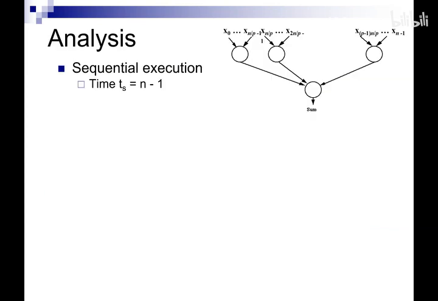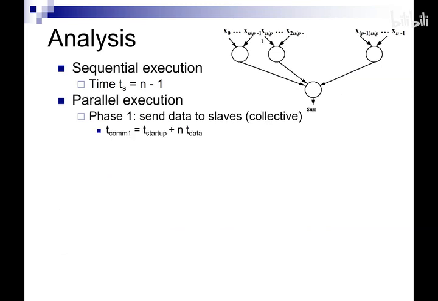Okay, so let's look at the time for doing this. The sequential running time for adding n numbers is just n minus 1. Now for the parallel algorithm, there are 3 phases, as we said. The first phase is you distribute the data, then you add up the data, so you do the computation, and then you combine all the results.